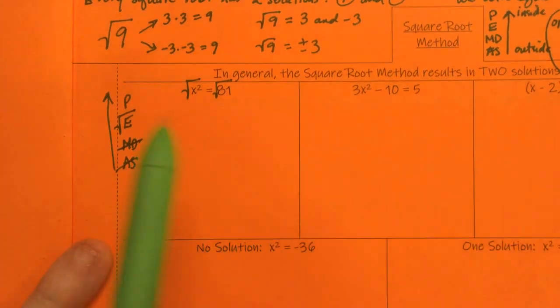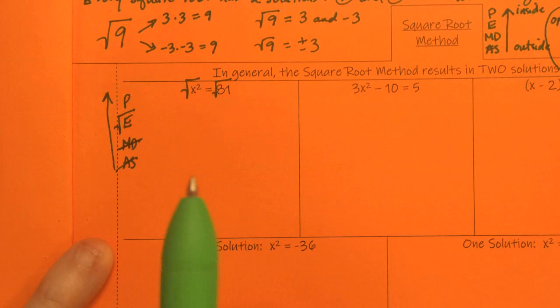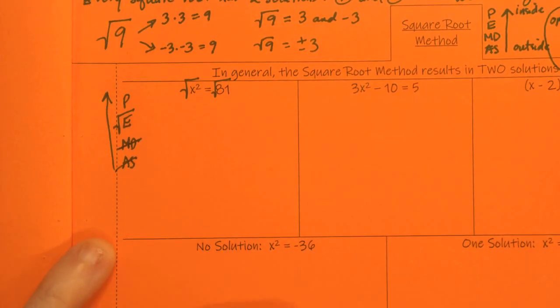Now, this is the thing. I don't put plus minus on both sides. I only put plus minus on the number side. Okay?